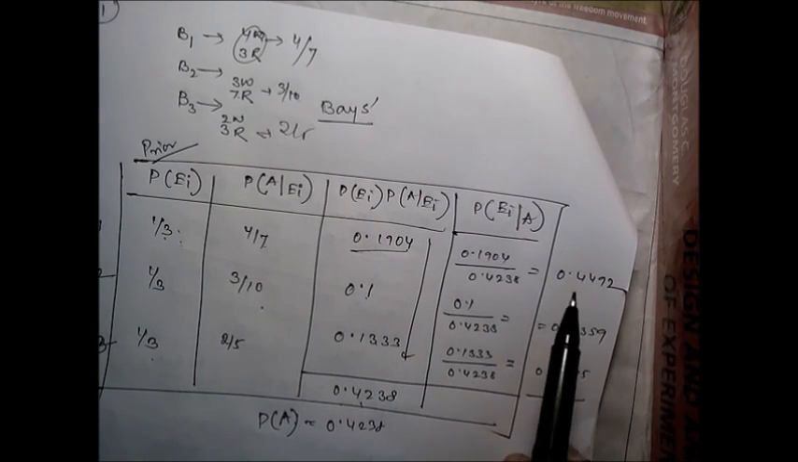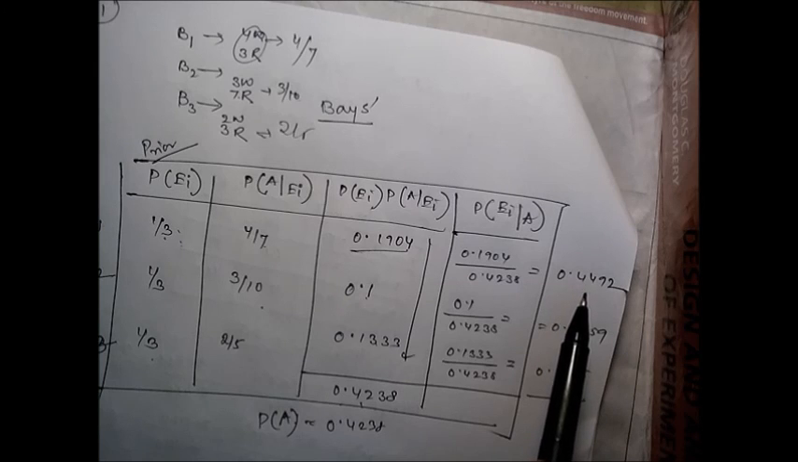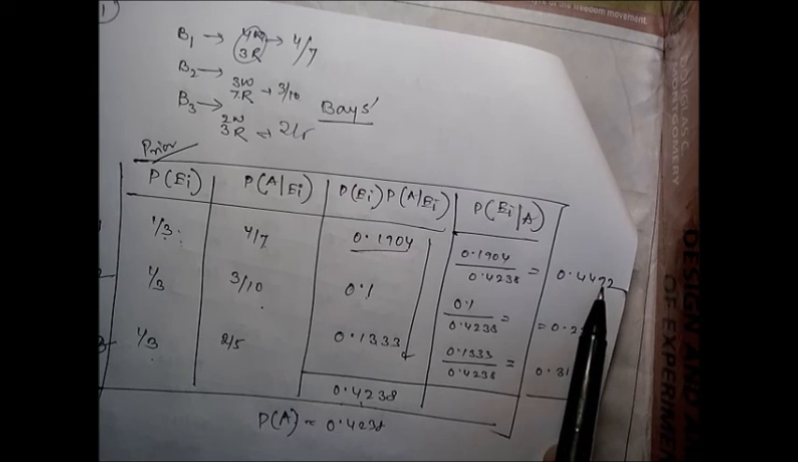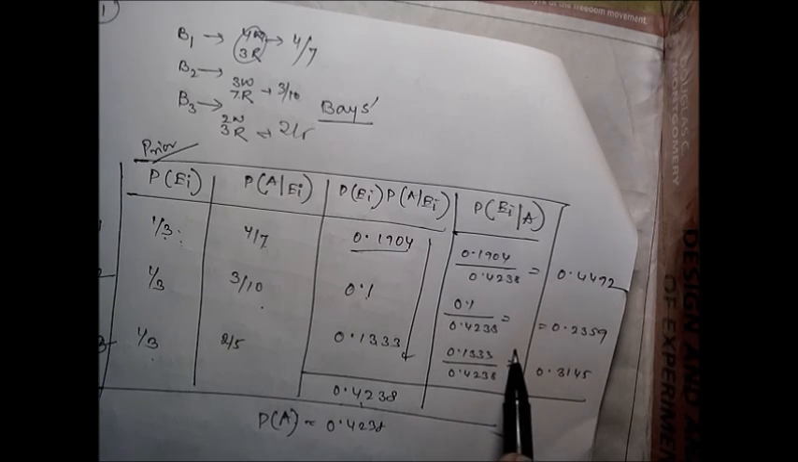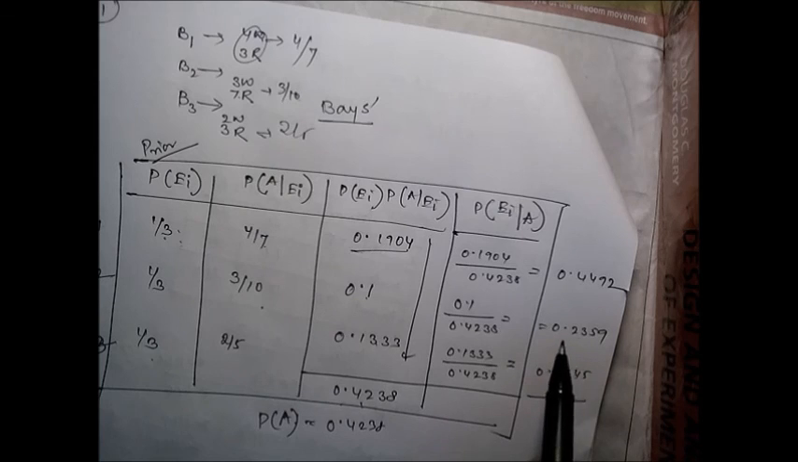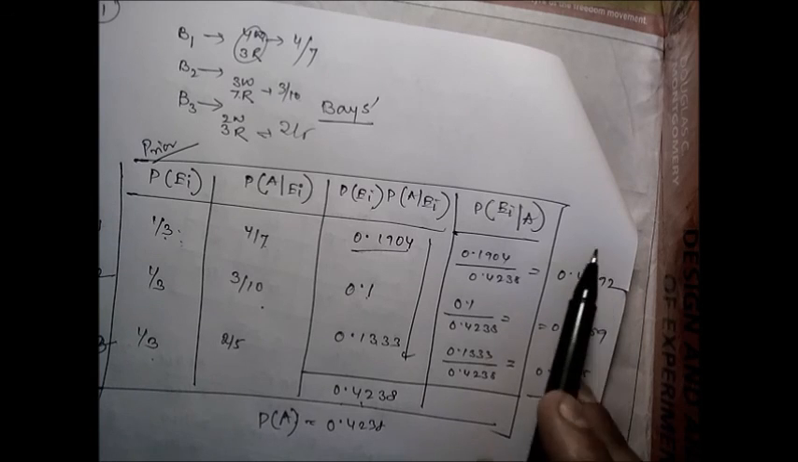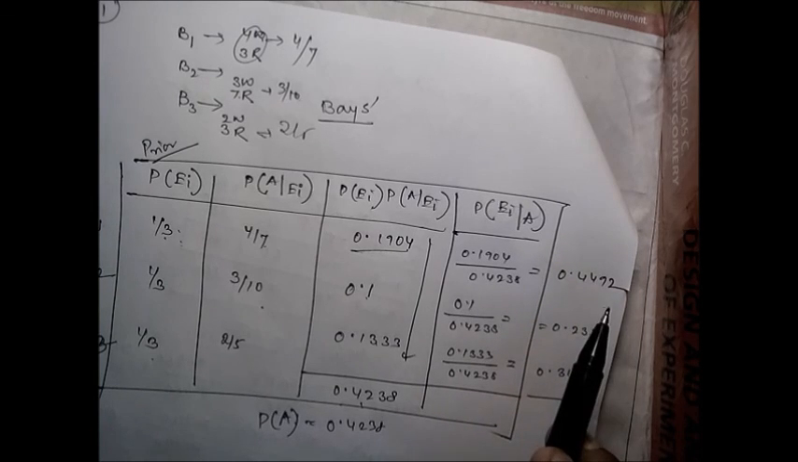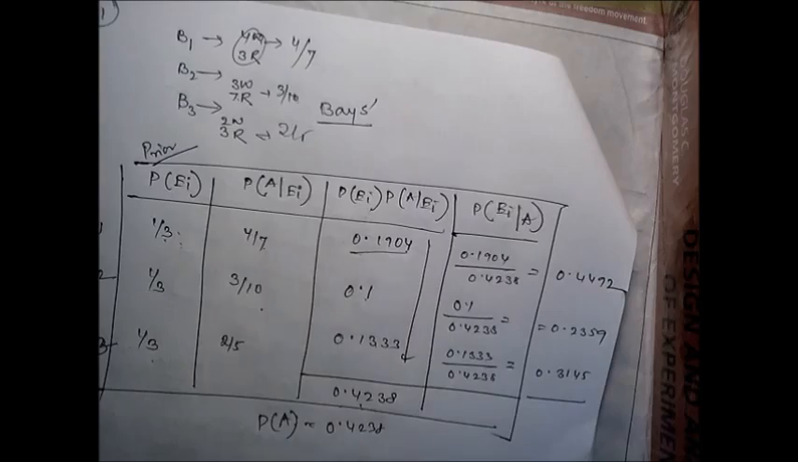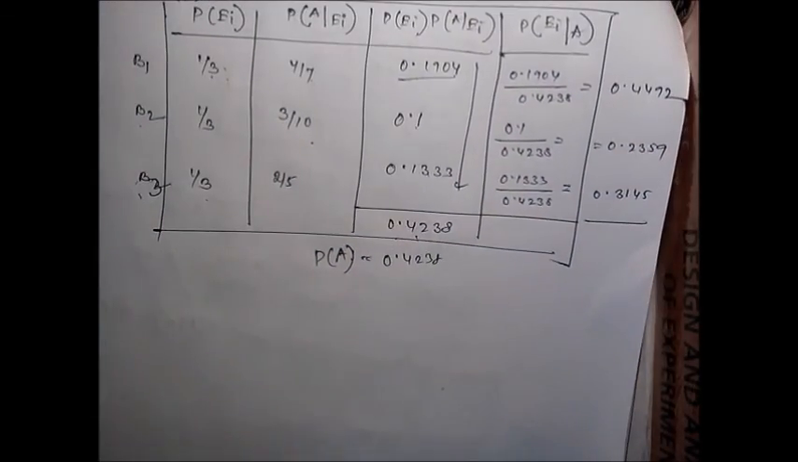So if the ball is white, what is the probability that B1 is selected? The answer is 0.4492. What is the probability that bag B2 was selected? 0.2359. And what is the probability that bag B3 was selected? That is 0.3145. So these are nothing but posterior probabilities. Clear? And this is the end of this particular video.